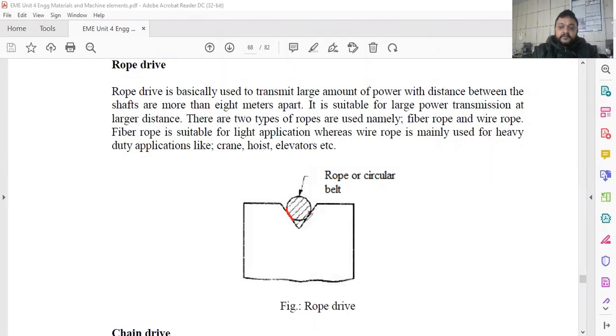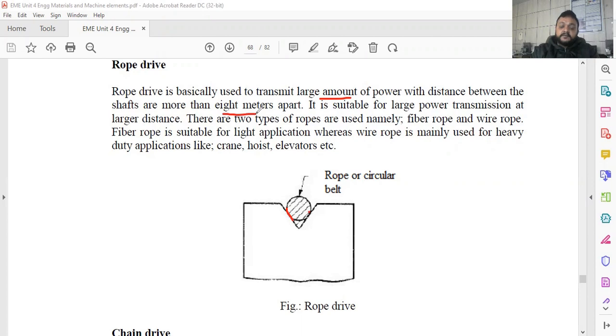So it is in circular motion, whereas V belt is in rectangular motion. Now, why do we have to prefer the rope drive? Rope drive is basically used to transmit a comparatively large amount of power, with the distance between the shafts more than 8 meters. Normally belt drive is restricted to 8 meters.